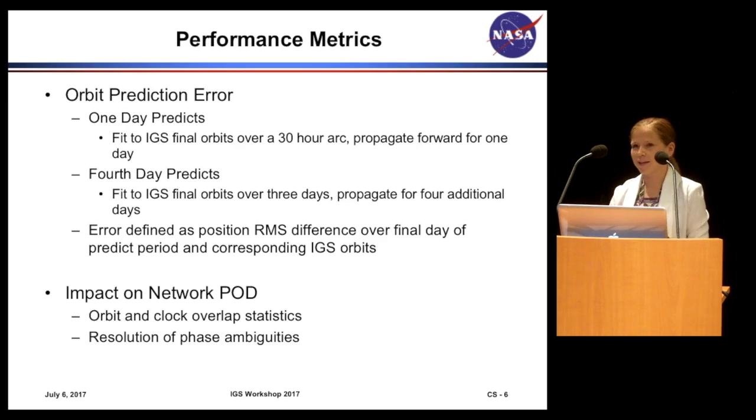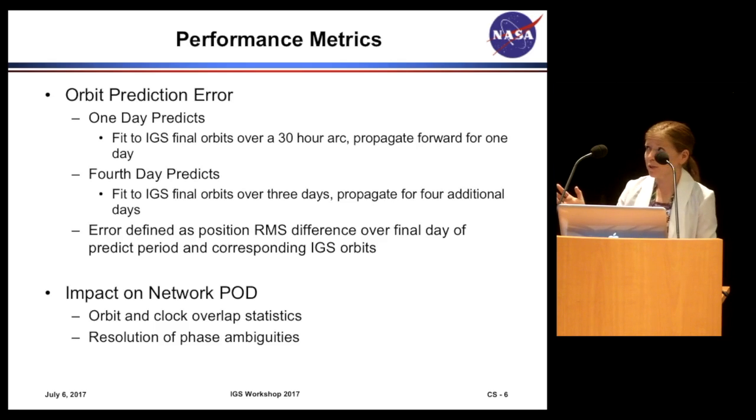We use the IGS orbits to get at least a bit of independence from the data that we use to train the model. And then we also look at the impact on network POD. So we don't expect much variation in the orbit and clock overlap statistics, but obviously any degradation is going to be a red flag. And also if there's any impact on the resolution of phase ambiguities.